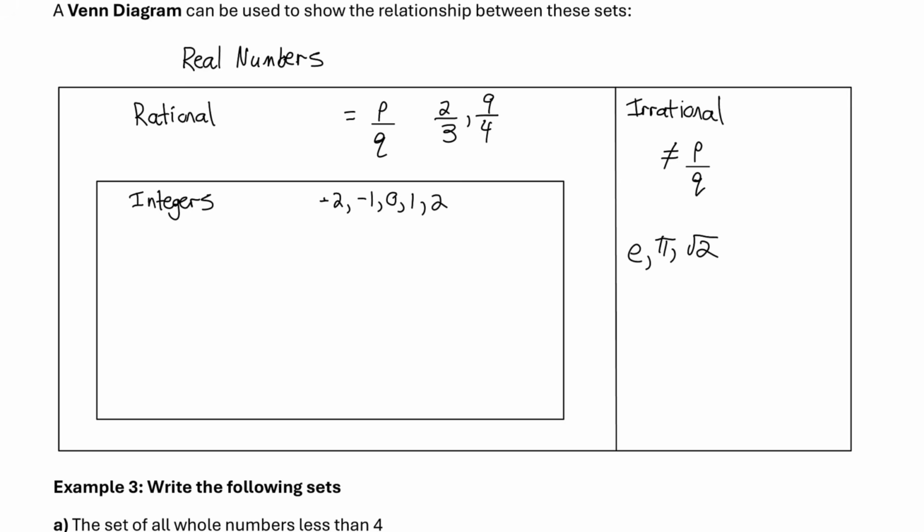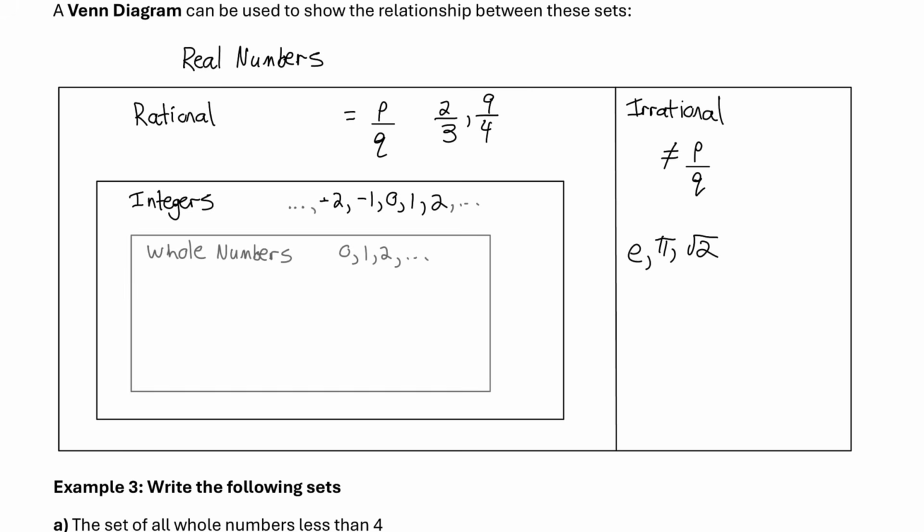And then remember, there's also a subset of integers. The set of whole numbers would be the positive counting numbers and 0. So they are a subset of the integers. So I'll draw that set within the set of integers. And then lastly, we can also make a subset of whole numbers, which would be the set of counting numbers not including 0. So 1, 2, and so on. And we call those the natural numbers. So I'll draw that set within the set of whole numbers.